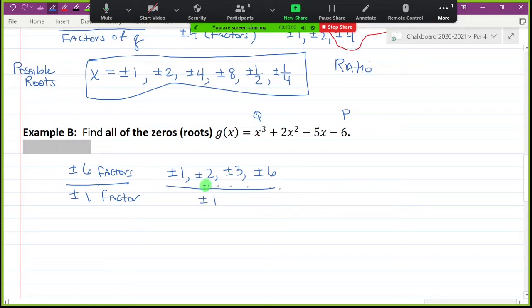Now, we're going to do the division. So let's divide this, and you get 1 over 1, which is 1, so plus or minus 1. 2 over 1, which is 2. 3 over 1, which is just 3. And 6 over 1, which is 6. And you don't have any other numbers in the denominator, so you're done. That's it. So how many possible rational roots are there? How many things do you have to check?